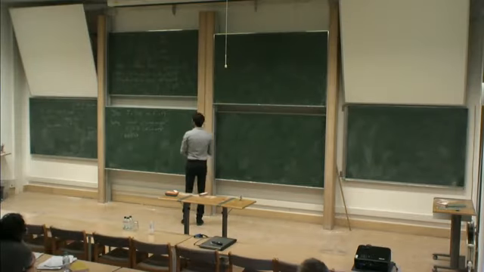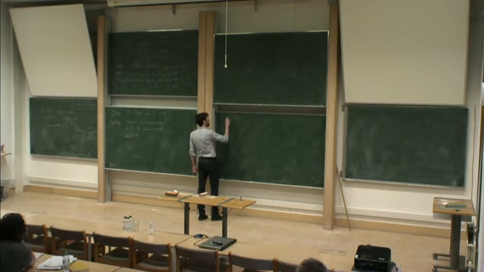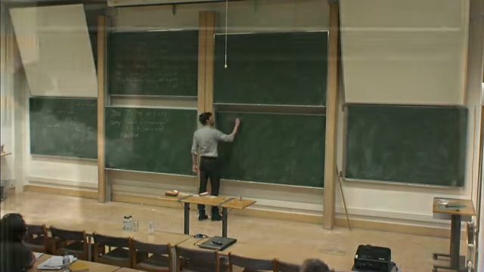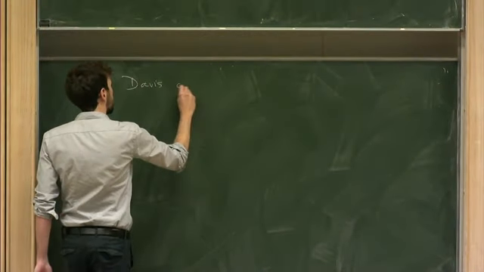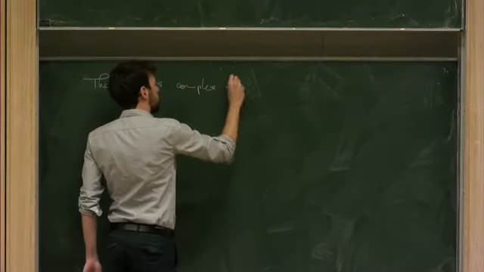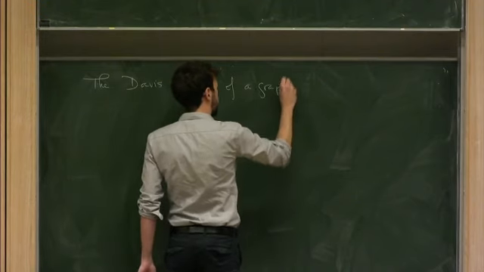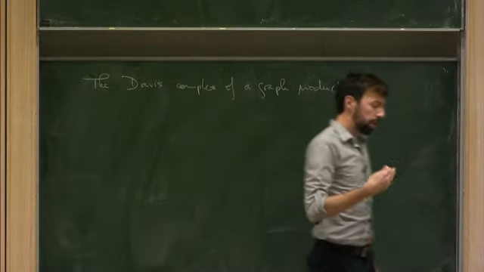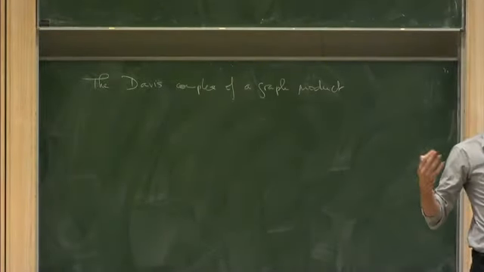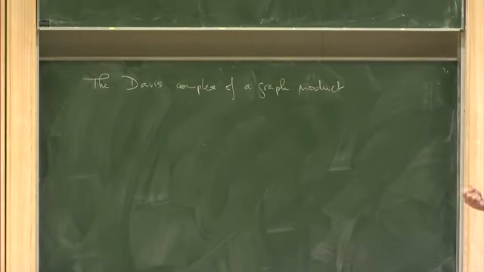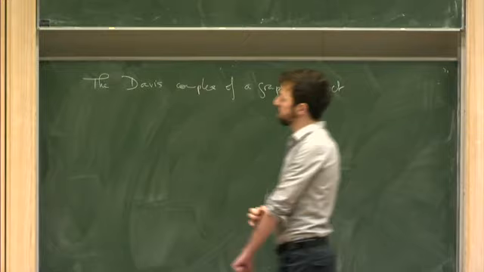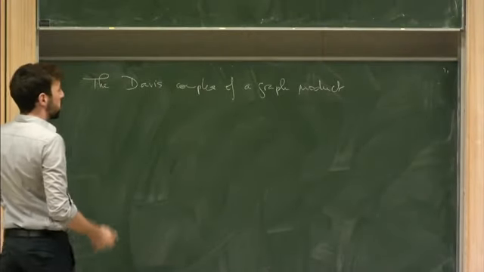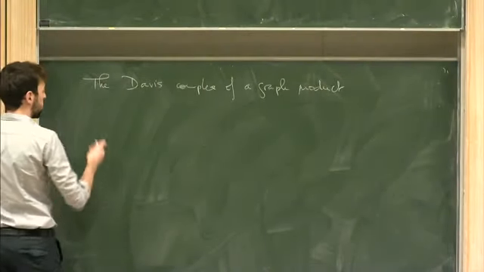So I'm going to recall some construction due to Davis, the Davis complex of a graph product, which is a construction that generalizes the Davis complex that you may be familiar with in the case of Coxeter groups. We're going to construct a complex as follows.